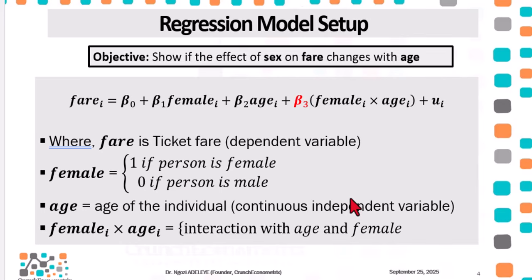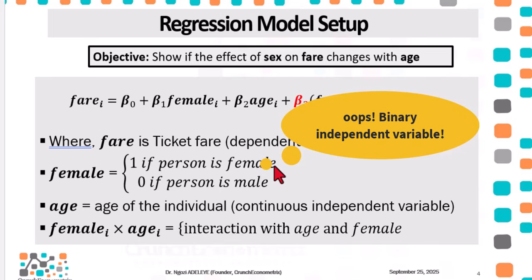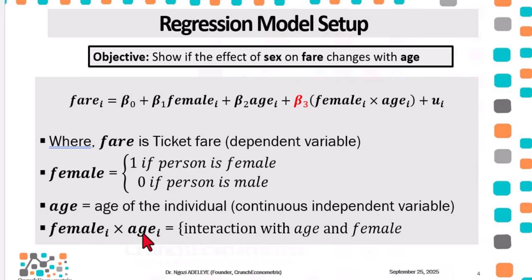So again, back to the objective. We want to see whether the effect on fare changes with the age of the passenger. And this is the model that we are going to estimate. Fare, the dependent variable, is the ticket fare. Female is a binary independent variable, 1 if the person is female, 0 if the person is male. Age is a continuous independent variable which relates to the age of the individual, and we have the interaction term, female and age. The subscript i is just to tell you that I am using cross-sectional data.